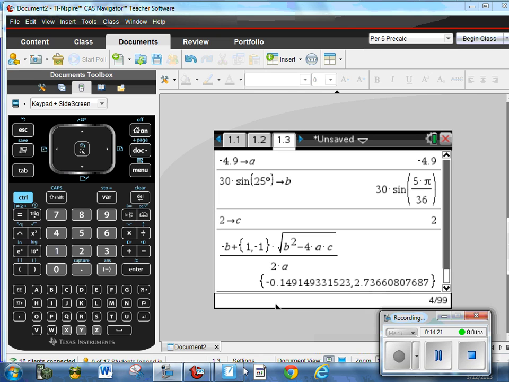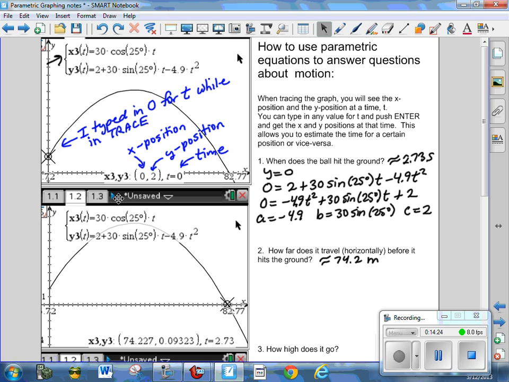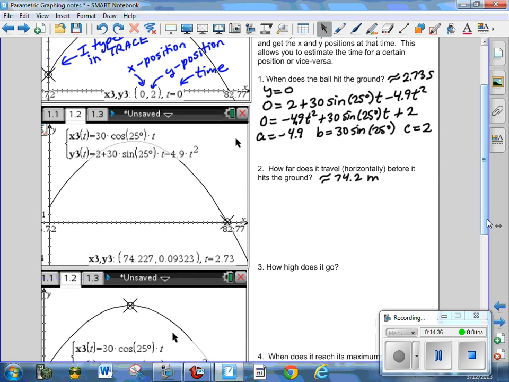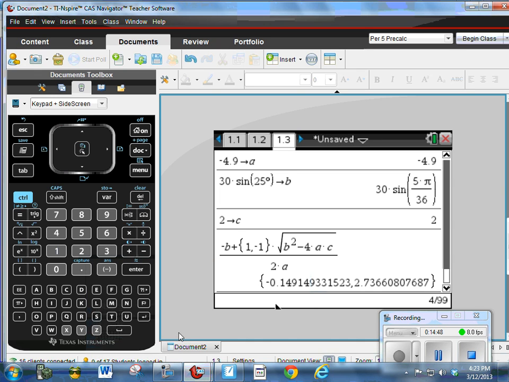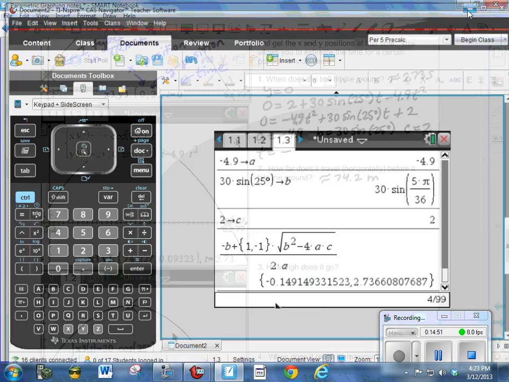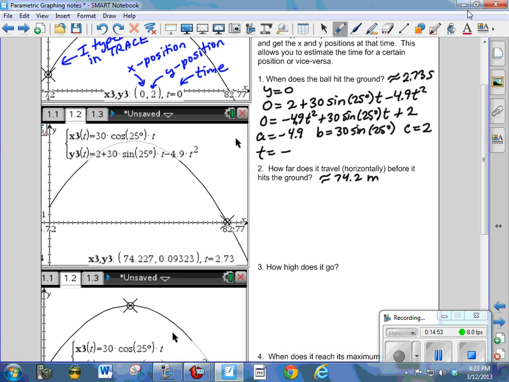But what's this negative number? If we go back and look at our graph, the negative number is a time before I threw the ball, where y would also be 0, but it does not make sense in the context of the problem. So I get here that t is equal to negative, I need to go back and see what those two numbers were, negative 1.49, 2.7366, negative, oh gosh, I forgot already what it was.